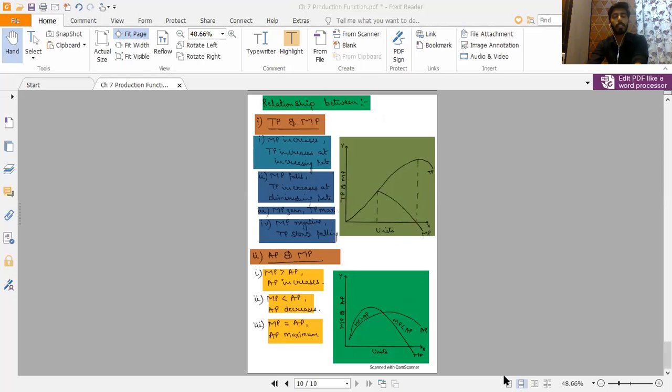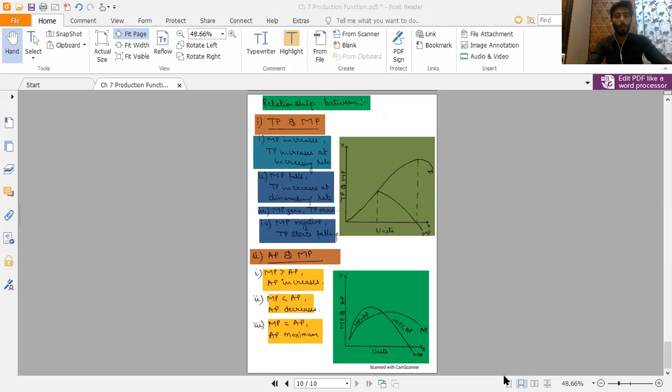In the relationship between MP and AP, this yellow line is the MP curve. जब तक MP AP से ज्यादा है, तो AP increases. When MP is less than AP, तो AP decreases, and when MP equals AP, यानी कि इस वाले point पे, that point is where AP is maximum.